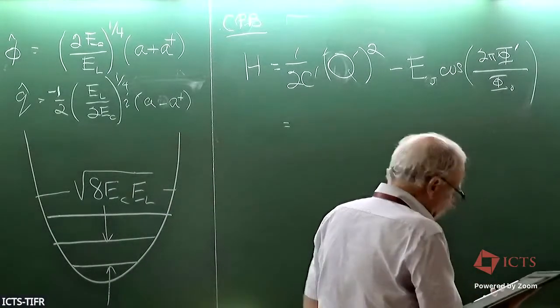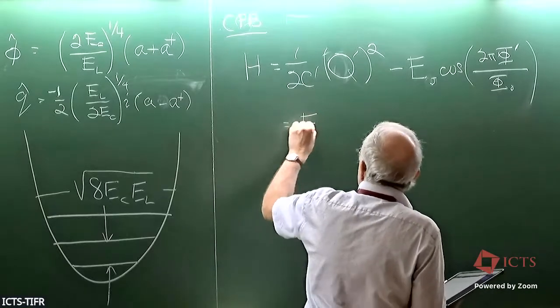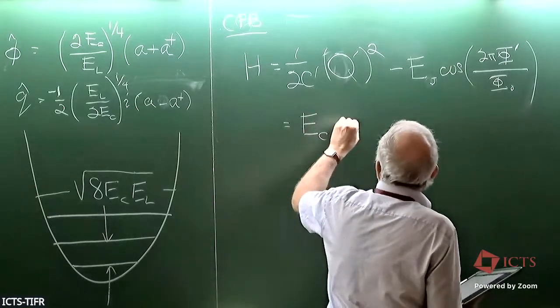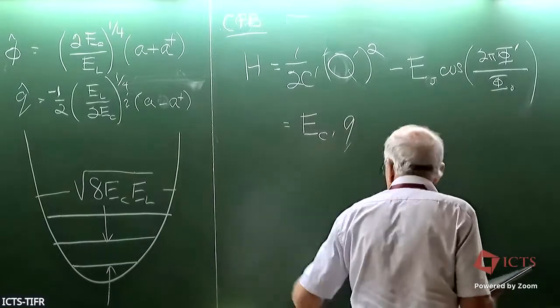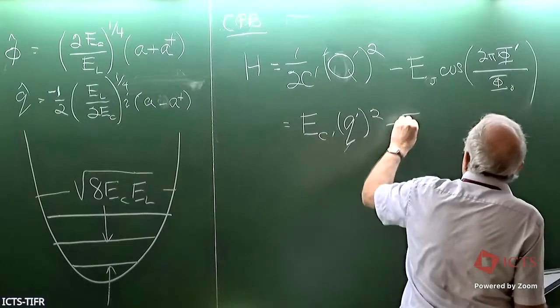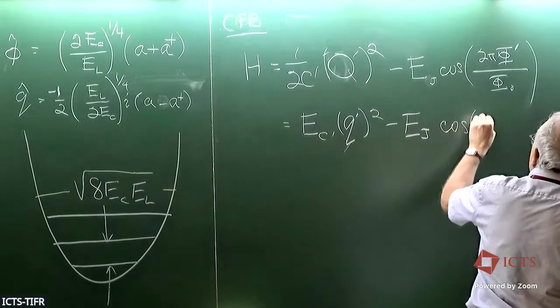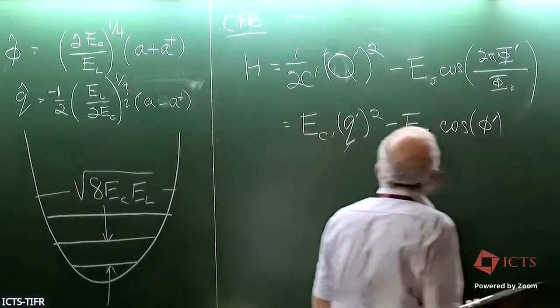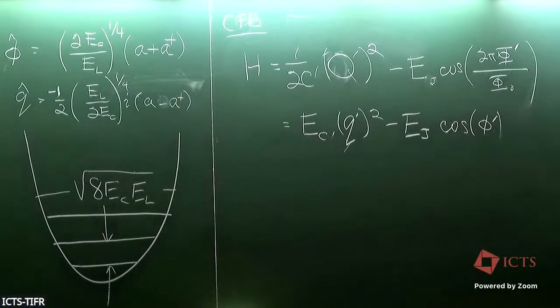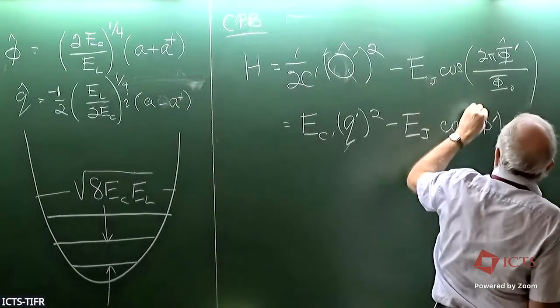Now, let me again rescale so that I get back to E sub c prime, and then this is Q prime squared minus E sub j cosine phi prime. I don't change this, it's already a nice energy parameter. So in other words, the same rescalings that I've adopted here, and I could be doing hats everywhere, but that gets a little bit tiresome.